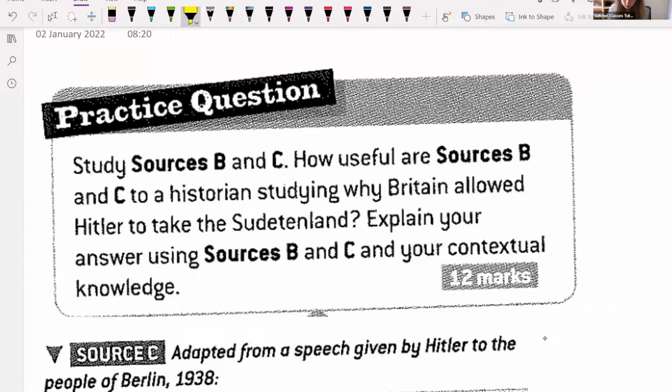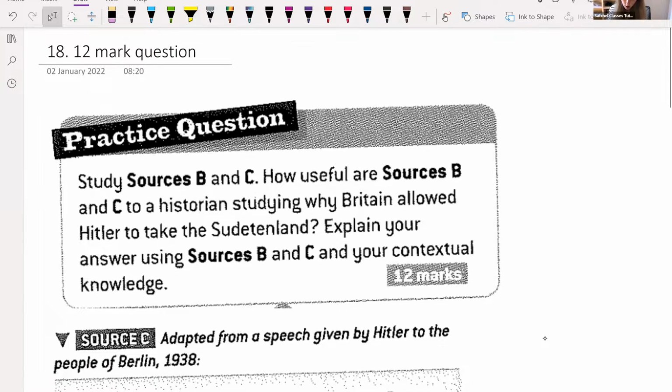So I'm going to show you the question first of all. Study sources B and C. How useful are sources B and C to a historian studying why Britain allowed Hitler to take the Sudetenland? Explain your answers using sources B and C and your contextual knowledge.